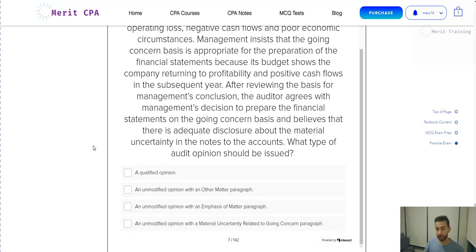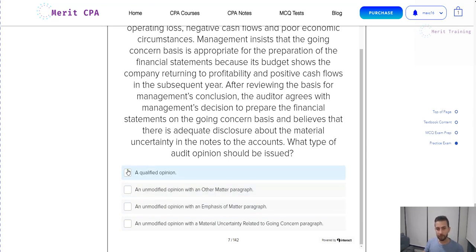Okay, so this is a tricky question. In the last question, the only unmodified option in the answers was one with the emphasis of matter paragraph, so we didn't even need to worry about whether it's this one or that one. They were all unmodified, but which paragraph are we including in relation to this specific matter? Now this question has turned that on its head, and it's testing us on our knowledge of these other paragraphs within an unmodified opinion.